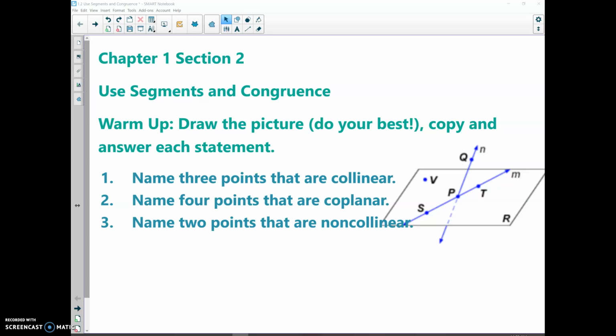Hey guys, we are going to do Chapter 1, Section 2 today using segments and congruence. So for a warm-up here, draw this figure here on the right, do your best, copy and answer each statement. So take a few minutes and do this warm-up.